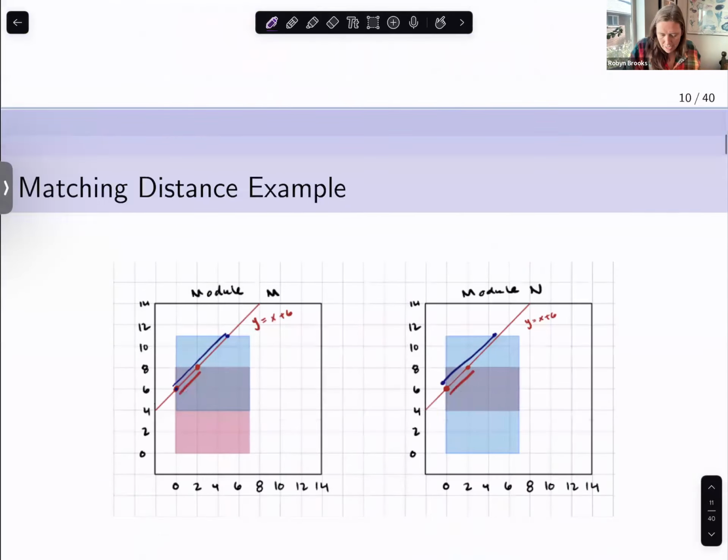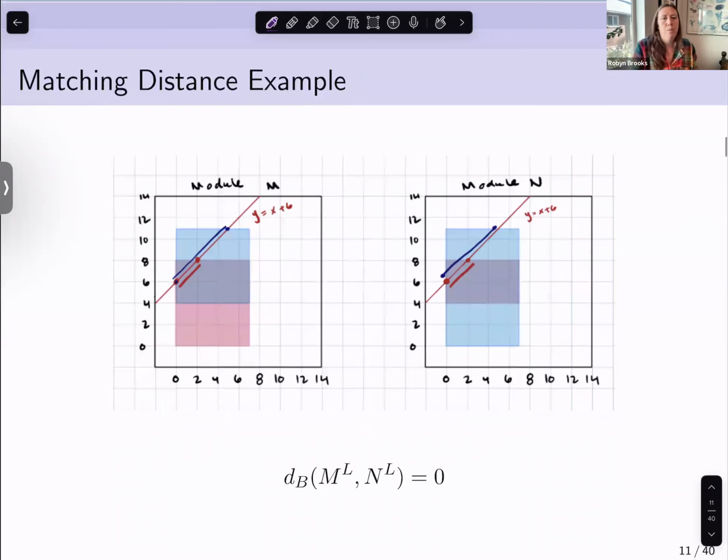So we'll start easy, and we'll look at lines with slope 1, so diagonal lines. If I want to compute the weighted bottleneck distance for lines with slope 1, the weighting factor ends up being 1, so I'm just computing the bottleneck distance. I take some random line with slope 1, maybe y equals x plus 6, and I look at the restricted module along that line. I can see my intervals represented along this line with the red and the blue intervals there. And what I see is that when I restrict to this line, the modules M and N are actually the same. So they have a bottleneck distance of 0.